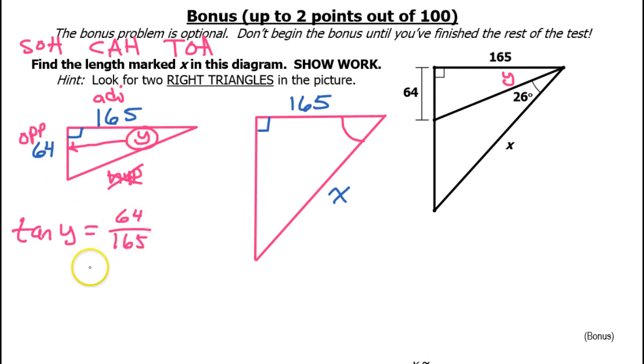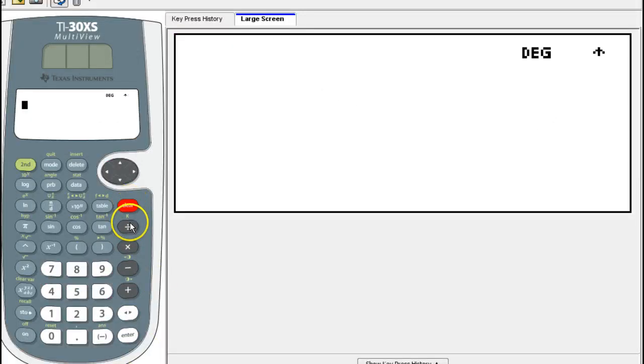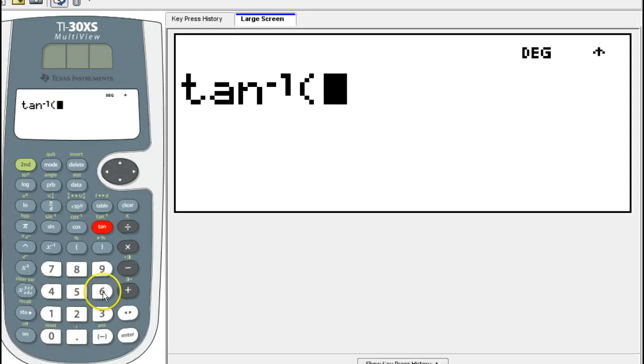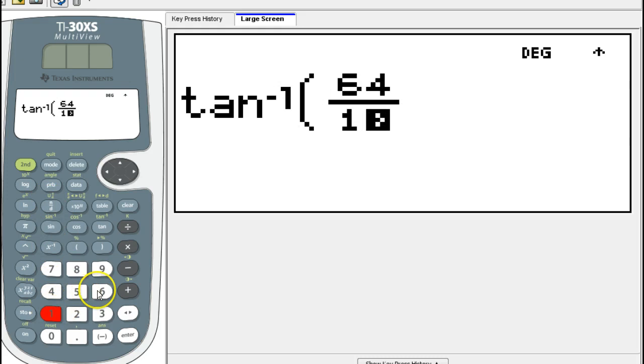Opposite over adjacent. When you want to solve for a variable that's inside the trig function, that's when you do the inverse trig function. So I will do inverse tangent, and then these two switch places, so I will have 64 over 165, and that will equal y. And I can just put this in my calculator. So inverse tangent, what was it? 64, 165. Okay, so 64 over 165.